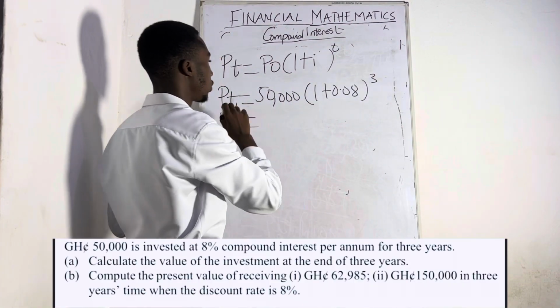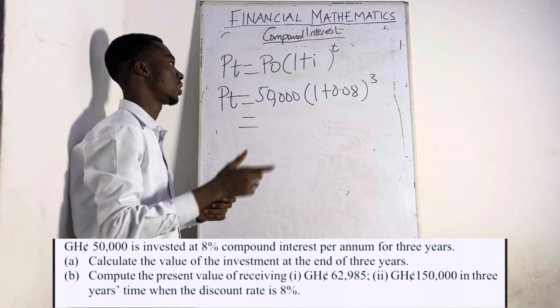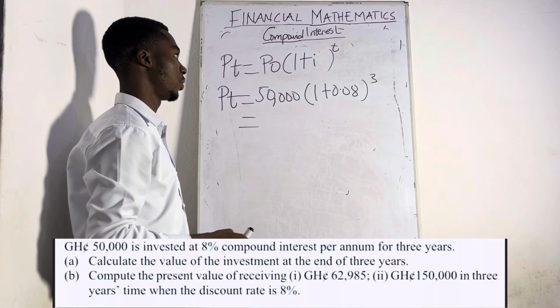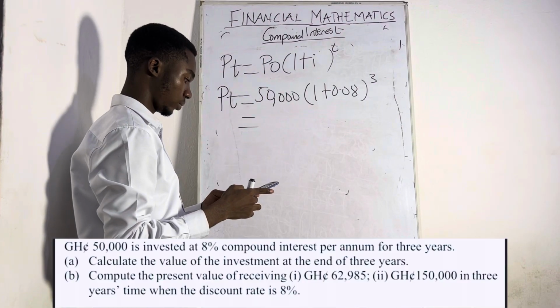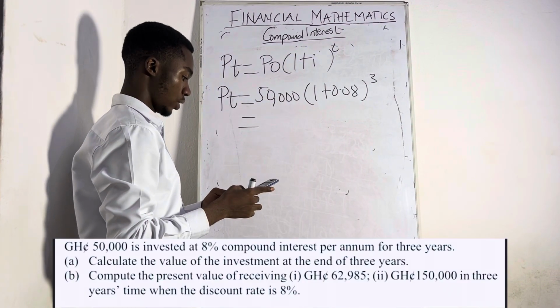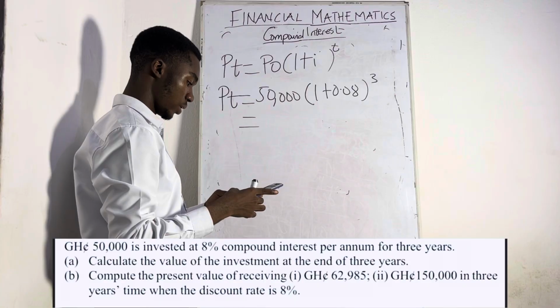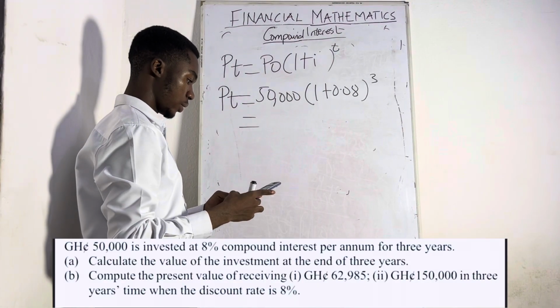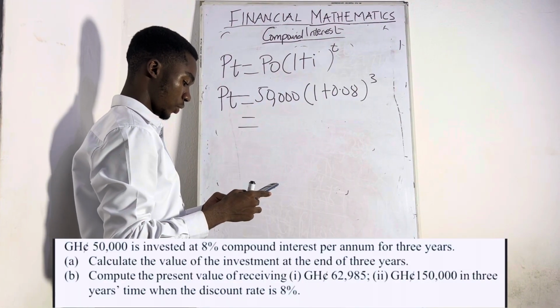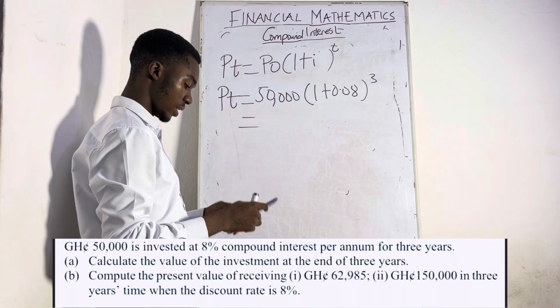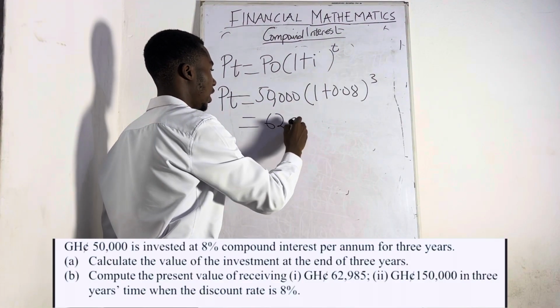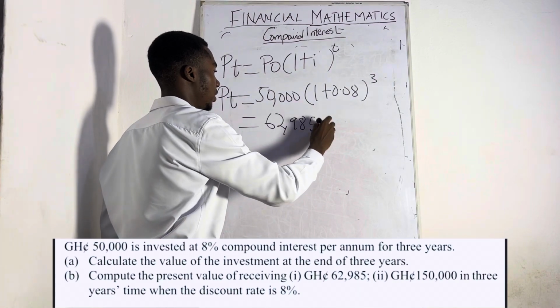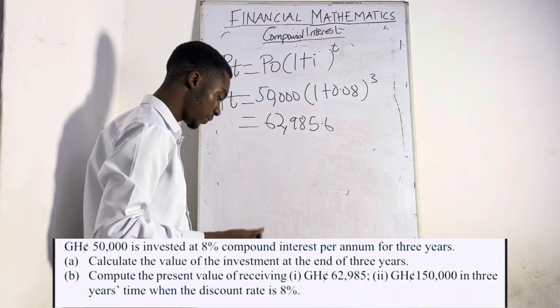So we can just punch all this on the calculator. So 50,000 into brackets 1 plus 0.08 exponent 3. So let's try it. 50,000 into brackets 1 plus 0.08 exponent 3. So you are getting 62,985.6 cedis.